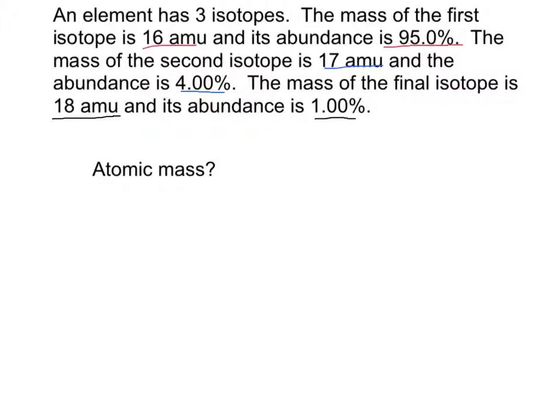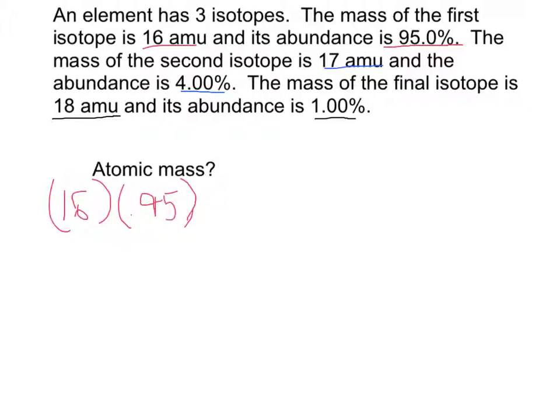So what you're going to do, again, is mass times abundance for each isotope. For the first one, we're going to do 16 times the abundance, which is 95%. Now the thing that you want to be careful about is anytime you do math with a percentage, you have to convert it to a decimal by dividing by 100. So instead of 95%, we're going to use 0.95.